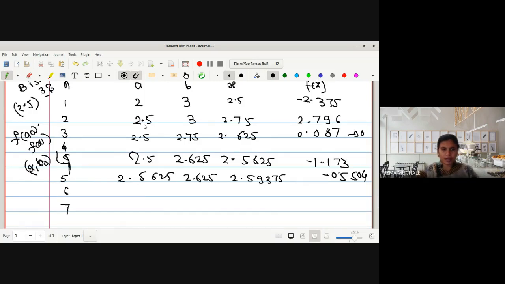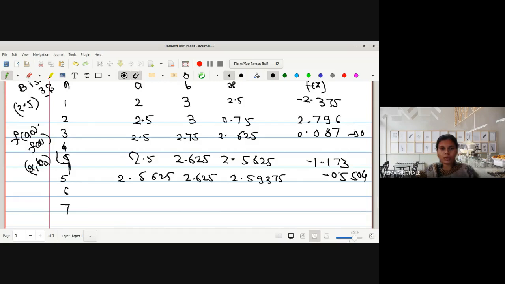Right down here in a very similar way we have to follow the next step. Now we have to add these two, bisection method. Bisection means we have to add them and then divide by 2. 2.5 plus 3 divided by 2 is 2.75, so f of 2.75 will be here, right.